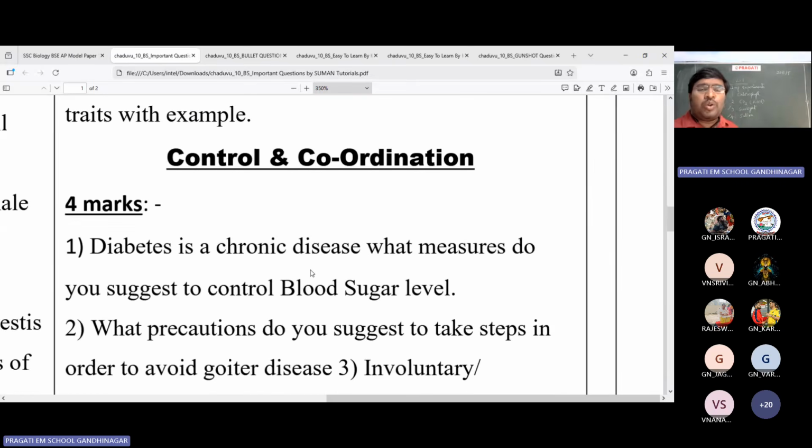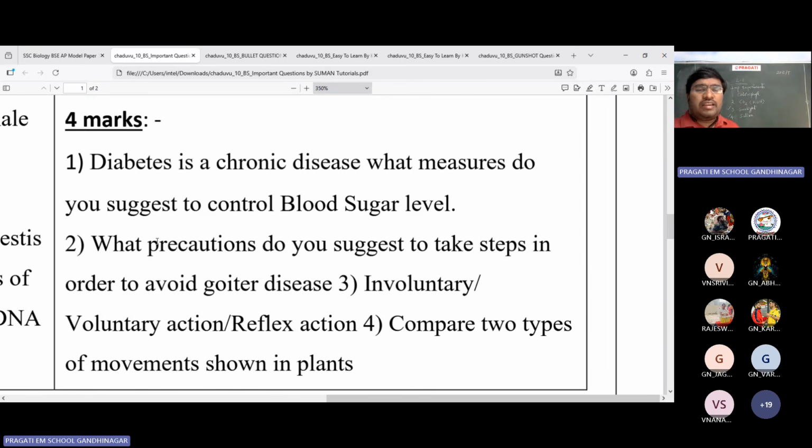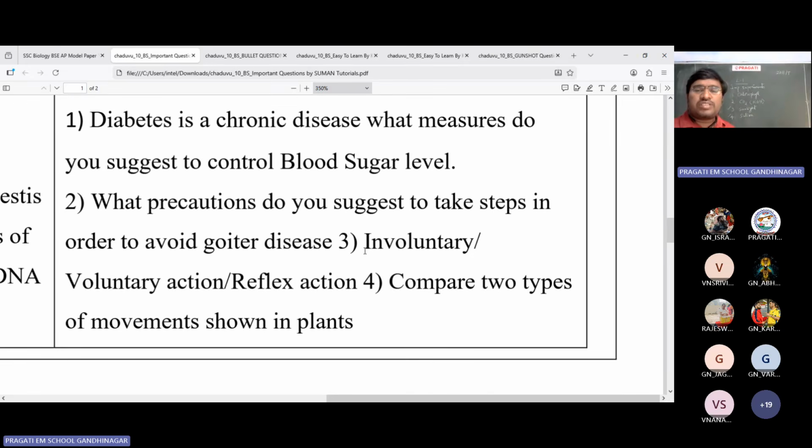Now, control and coordination lesson. Mostly 4 marks, like this, children. See, diabetes is a chronic disease. What measures do you suggest to control blood sugar level? Okay, suggestions. And then here, pancreas releases the insulin. Basing on that, you suggest some control methods of blood sugar level. Okay, next. Second one is here, the precautions you suggest to take steps in order to avoid goiter disease. Goiter disease, okay, related to thyroid.